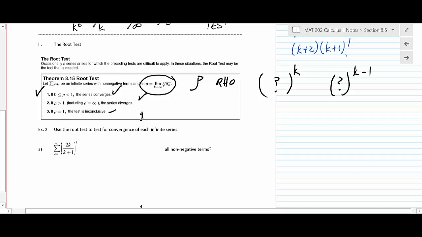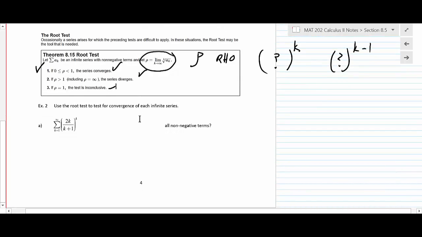When we get into testing, I'll tell you what test to use, and that helps you a little bit. But you want to get to a point where you see which case applies to which. This has a k power on it, so this is a good situation to use the root test on. You could use the ratio test on this too, and I'm sure it would work just beautifully.